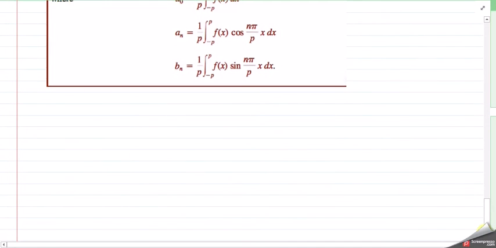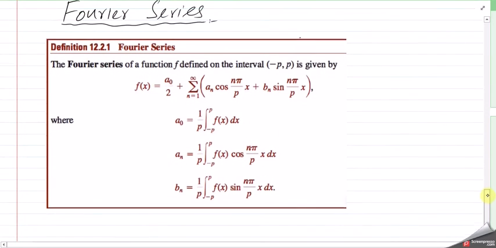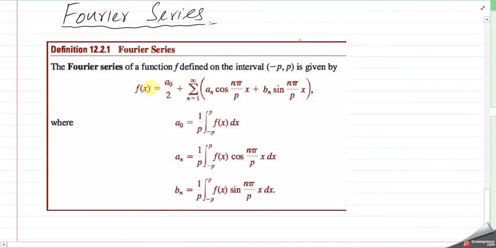Right. Next topic is Fourier series. Now, Fourier series is a series expansion of given functions. We can expand a function into an infinite series given by this formula: a naught by 2 plus the summation from n equals 1 to infinity of an cos(n pi over p x) plus bn sin(n pi over p x). Minus p to p is the interval which is given to us.